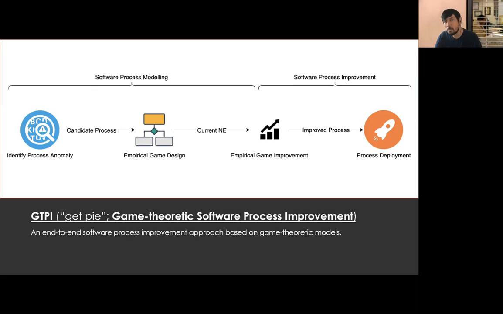In the first one, we identify a process anomaly, like the freelancer not cooperating. In step 2, we build a game-theoretic model of the process to improve, like the payoff table in the previous slide. Having the model ready, we can obtain its natural equilibrium and see if it matches the process anomaly identified in step 1. If that is the case, in step 3, we can use the game-theoretic model to experiment with process interventions. Once we have found an adequate process intervention, meaning its model shows the desired behavior at equilibrium, we proceed to the last step of GTPI and deploy and adopt the improved process.